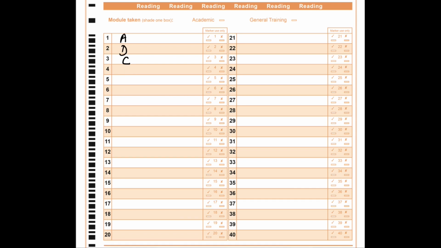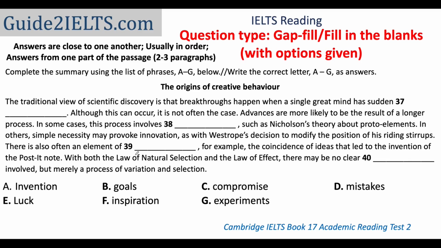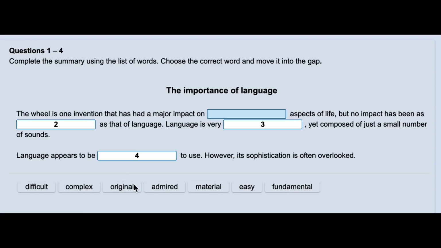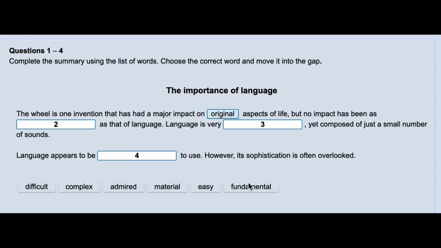In the case of pen and paper IELTS, you have to write the correct letter in the answer. So every option that you are given has a letter before it, A, B, C, D, and so on. You have to write the correct letter in your answer sheet. Whereas in the case of computer-delivered IELTS, you have to drag and drop the correct option in the blank.